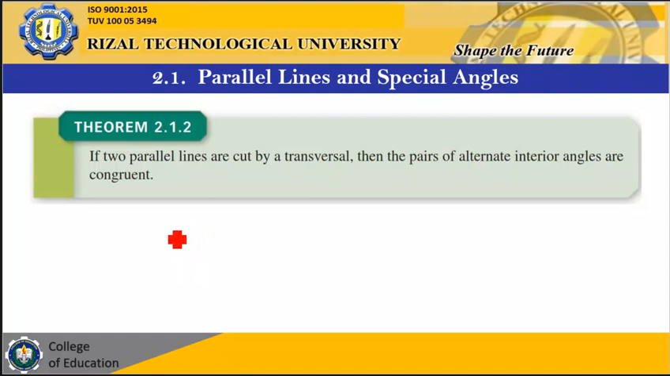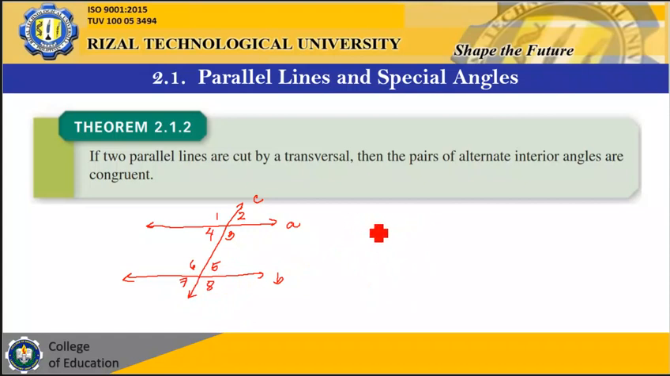Okay, so first let's illustrate. Let's have two lines which should be parallel. Let's name this one as line A and line B, and let's have our transversal. Let's name this one as line C, and then let's name the angles as angle 1, angle 2, angle 3, 4, we have 5, 6, 7, and 8.